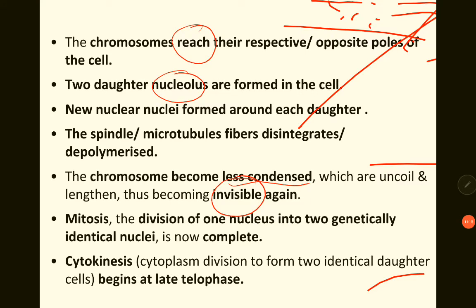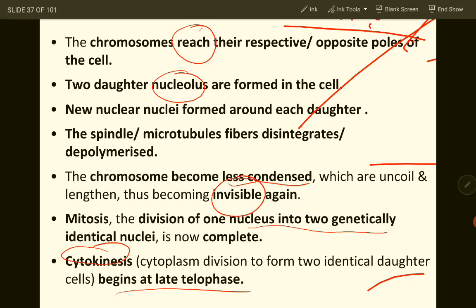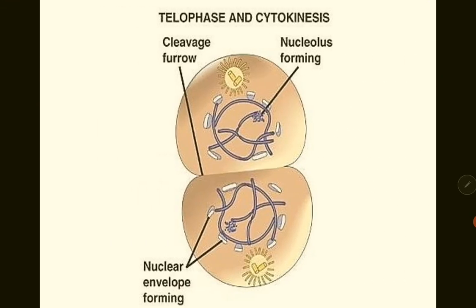Okay, so mitosis, the division of one nucleus into two genetically identical nuclei, is now complete, and cytokinesis begins at late telophase. So when the telophase is almost towards the end, which is late telophase, cytokinesis begins to occur, where the cleavage furrow starts to form in animal cells.